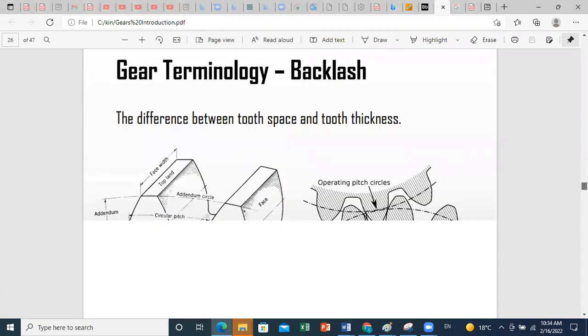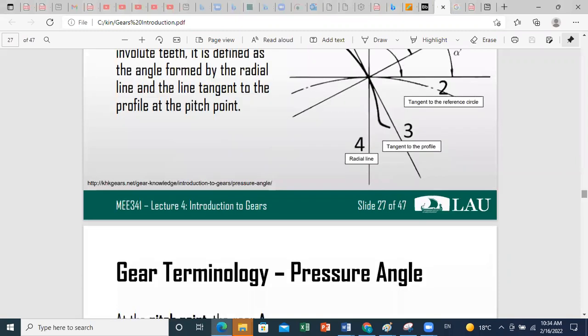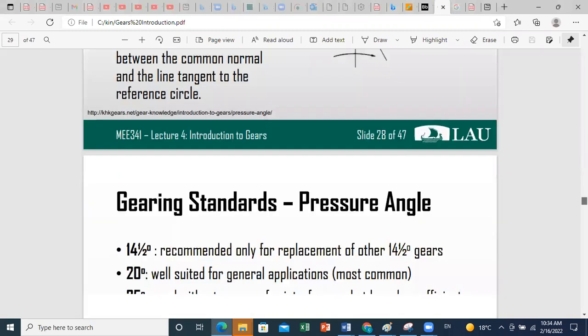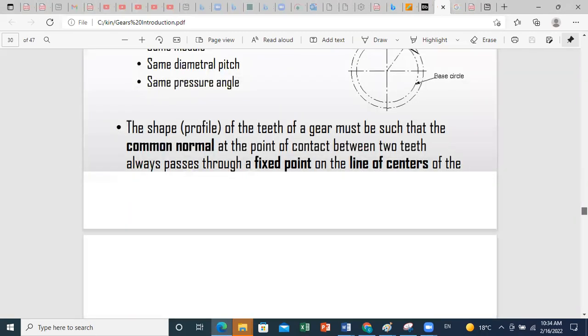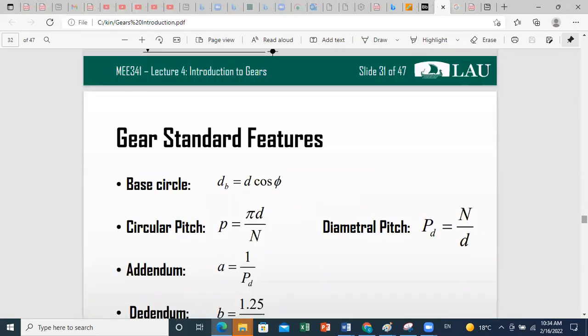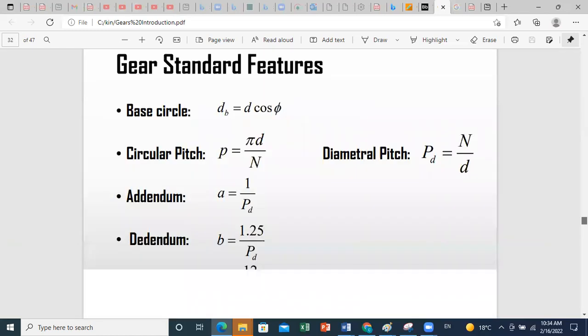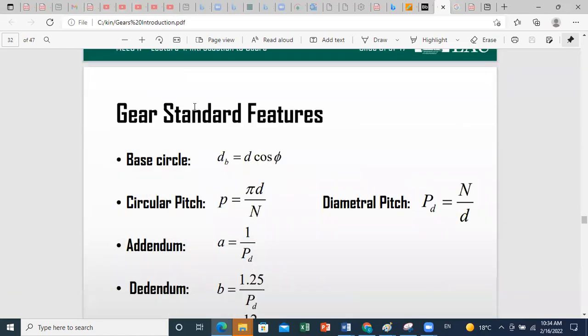So this is why here they related the distance between centers to your diametral pitch and number of teeth parameters. Now we'll see in general. Here you have a summary of all the formulas we discussed already.